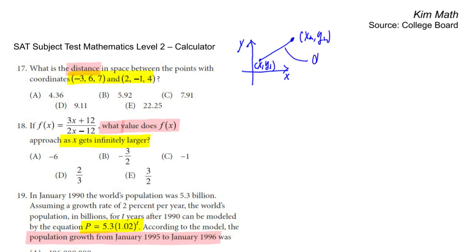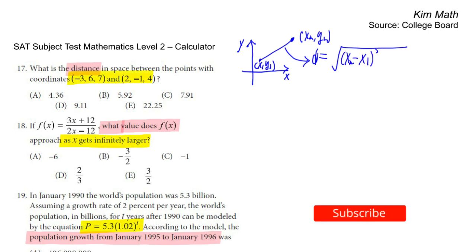Then what is the distance? I hope you remember this one. Using Pythagorean theorem, you have the square root of x2 minus x1 squared plus y2 minus y1 squared, right?